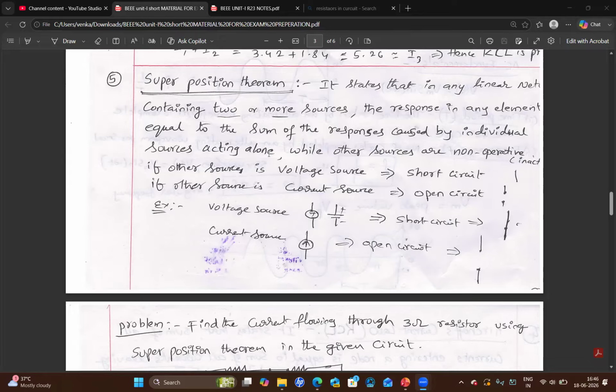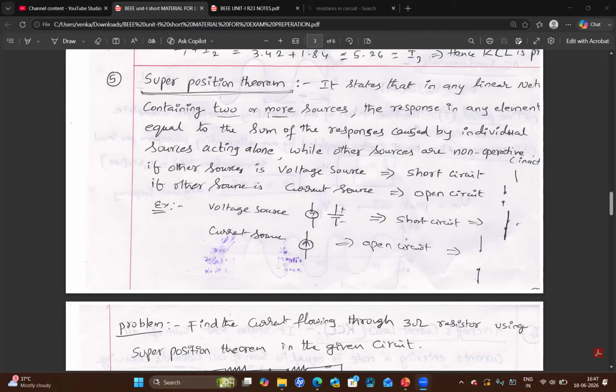individual sources acting alone. For example, if two sources are there in a circuit, the total response on a given element, say a resistor, if you want to identify the current through the resistor, so the current through the resistor due to these two sources is equal to the sum of currents caused by individual sources acting alone. Suppose if this voltage source is only active, then what is the current flowing through the resistor? Then if the current source is only active, then what is the current flowing through the resistor? Then if we add these two, the sum of the responses is equal to the total response. So that is the meaning of the statement.